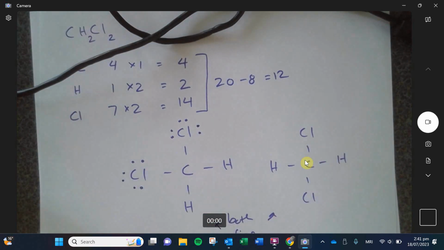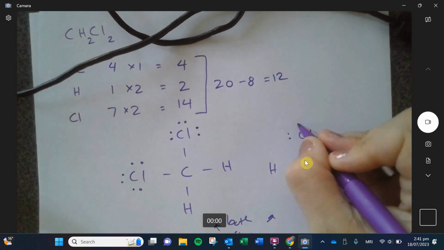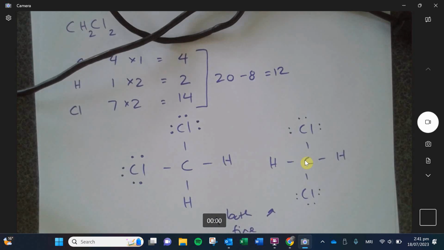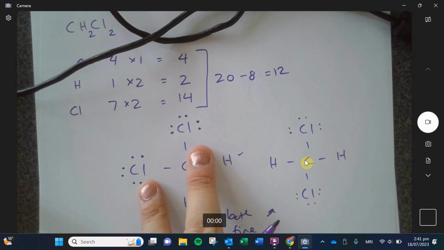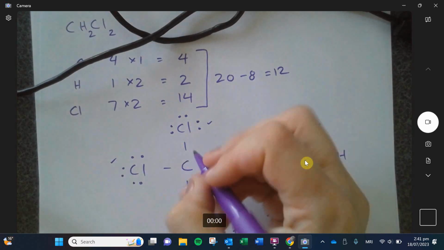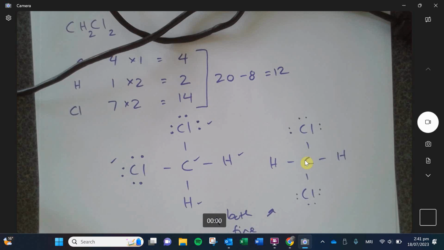Have I used up all my 12? Yeah, I have. I'm just going to put it on this one too because it's going to drive me nuts if they're not all there. All right, last step. Double check to make sure everyone's stable. So we know the 2 hydrogens are stable. Are the 2 chlorines stable? Yep, and then is the carbon stable? Yep, I'm done. That's what that molecule looks like.